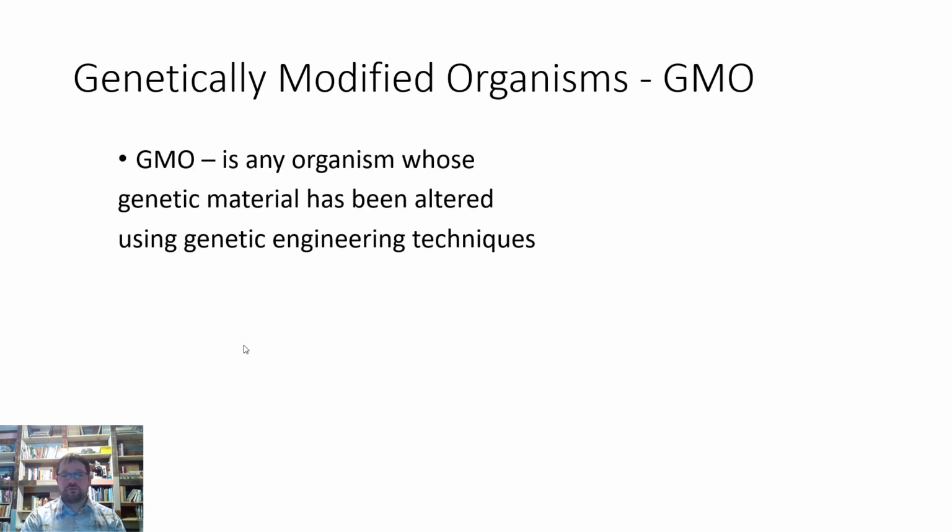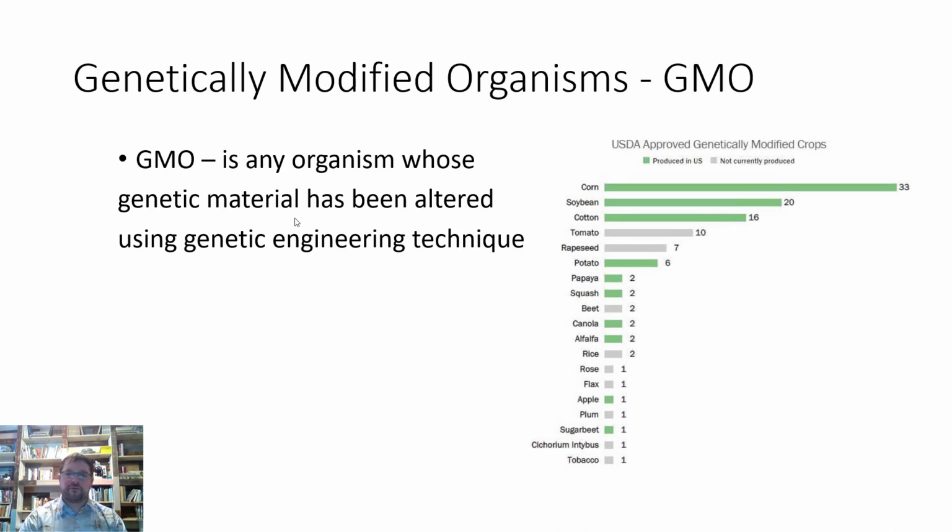Okay, so what is a GMO? It's any organism whose genetic material has been altered using genetic engineering techniques. Now, this is where the definition gets what I call shady, cloudy, not really clear. Well, what do you mean by genetic engineering techniques?